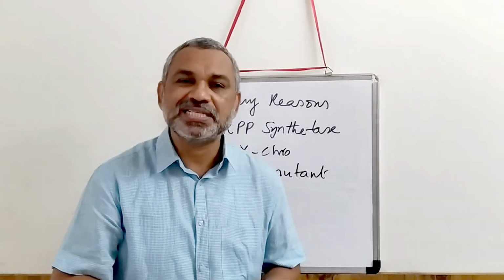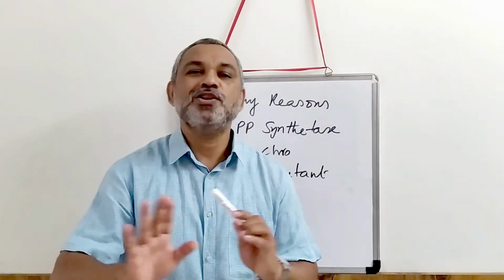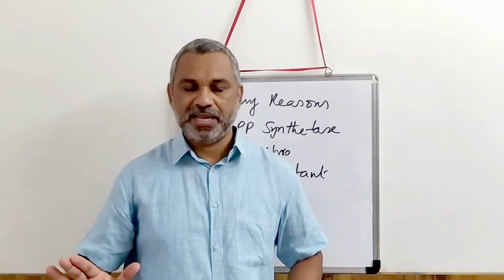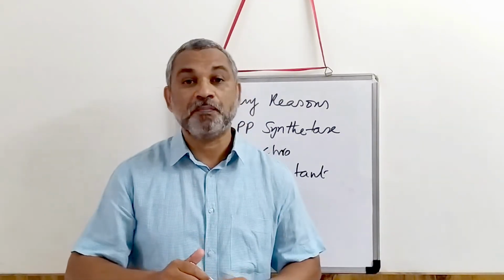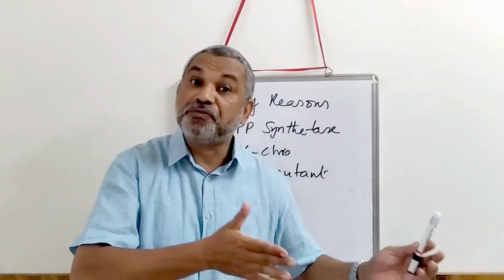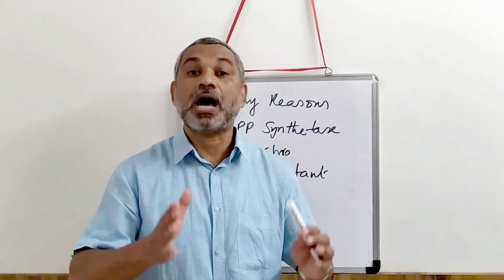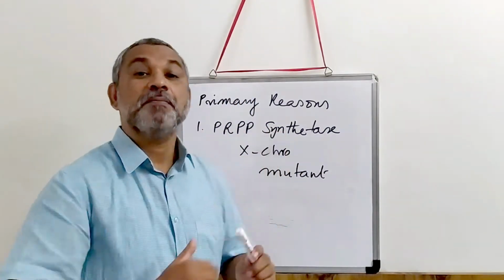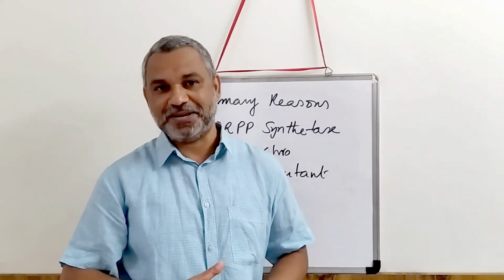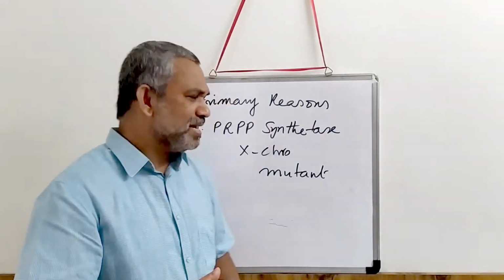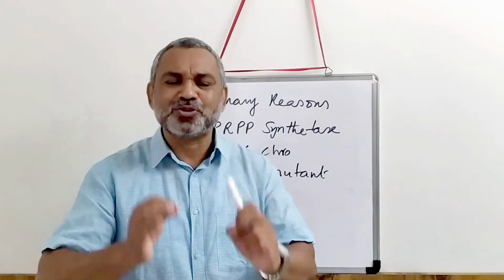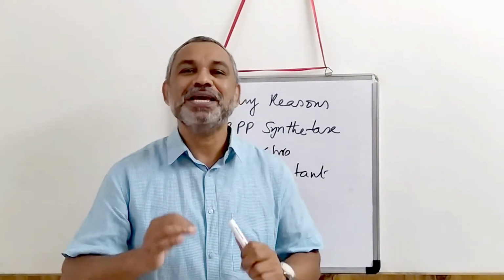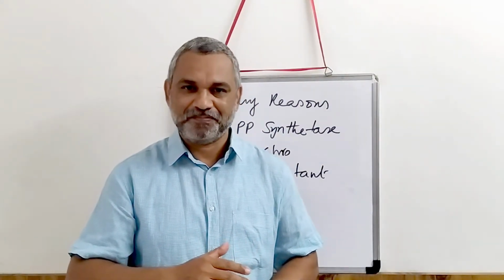So mutant means this enzyme will not behave properly. It will not respond to feedback inhibition or allosteric modification. So that is the reason with the PRPP synthetase enzyme. So let us see what is the exact role played by PRPP synthetase.